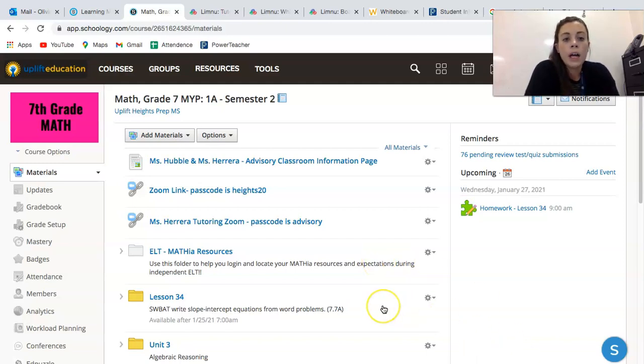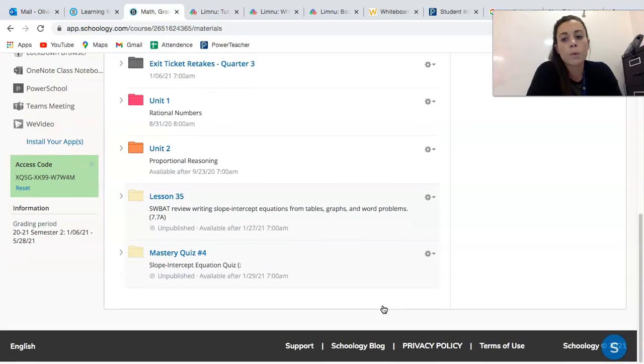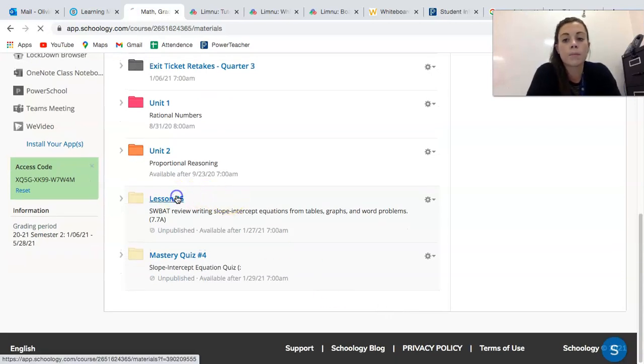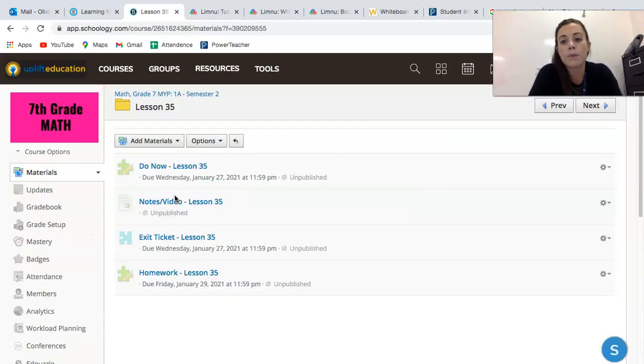All right, well, we are just going to review today before our mastery quiz next class. So we're reviewing slope-intercept equations from, I don't know, everything, right? From tables, from graphs, from word problems, okay?